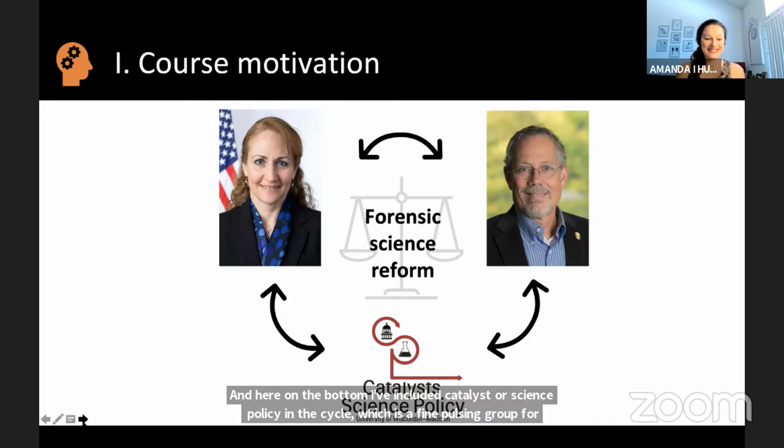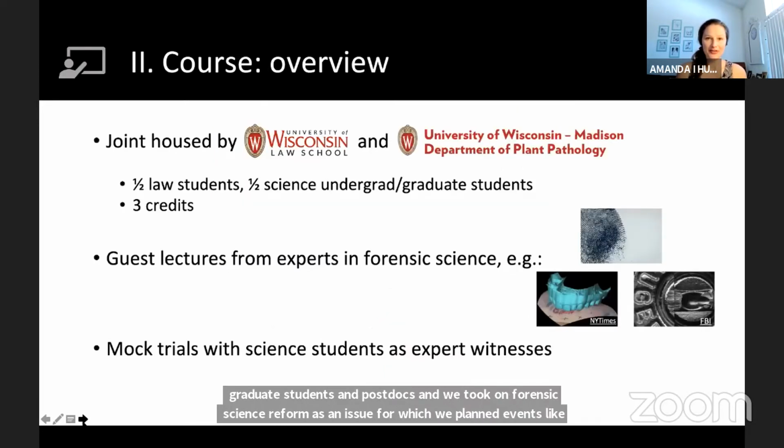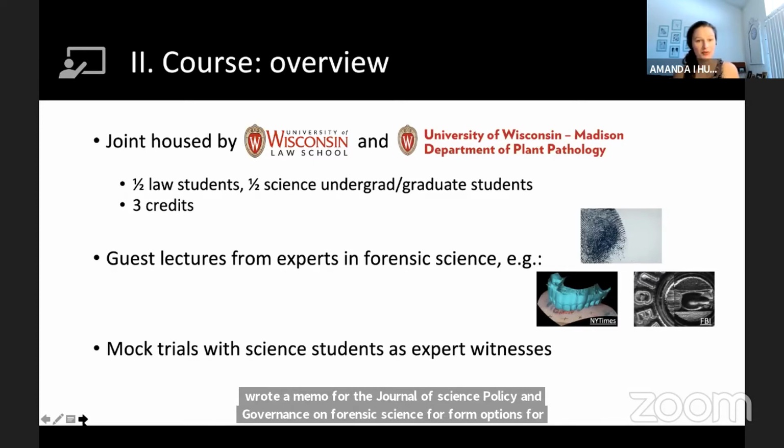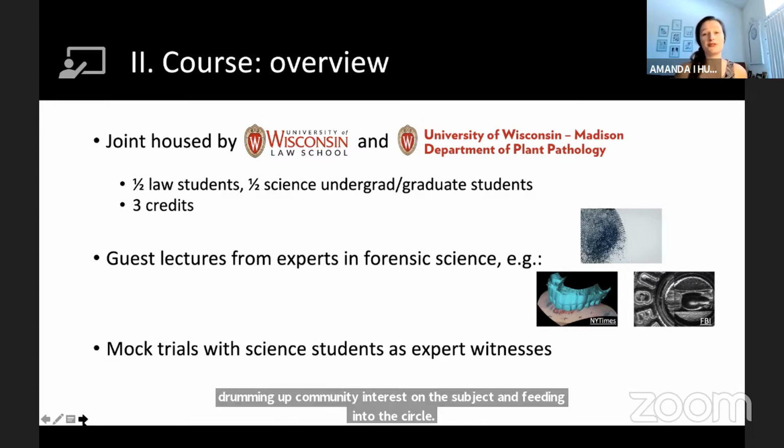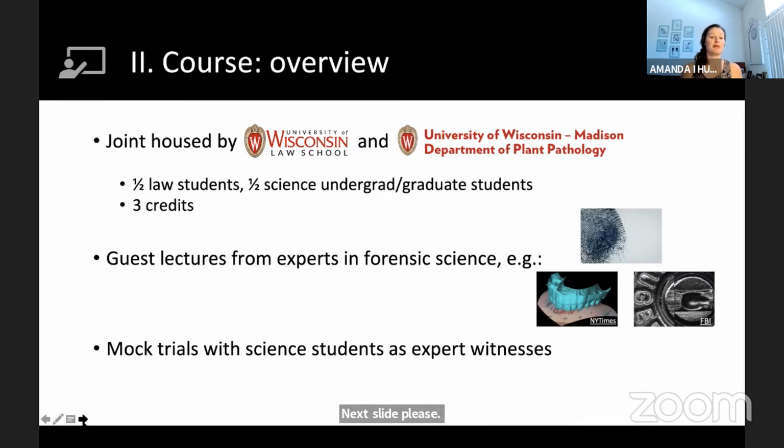Next slide, please. So the course itself is housed in both plant pathology, where Joe works, and the law school, where Keith works. It's, like I said before, half law students and half undergraduate and grad STEM students. And it's 3 credits. And the main structure involves guest lectures from experts in forensic sciences to learn about the validity and history of fields like fingerprint evidence, I'm showing here, bite mark evidence, and on the right is ballistics, which is a pattern matching field looking at bullets.